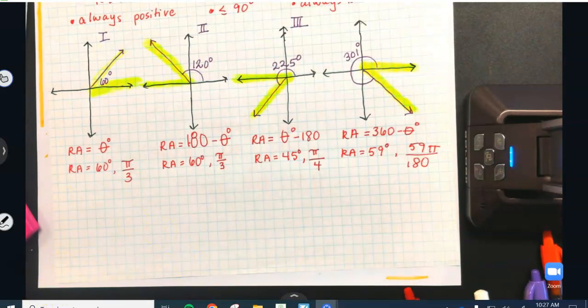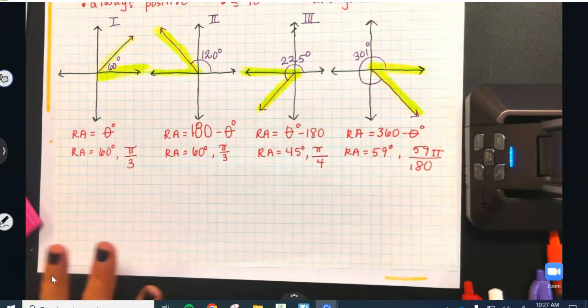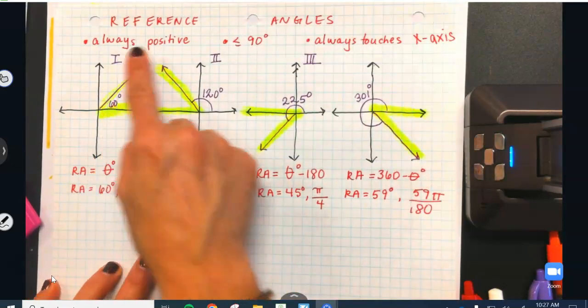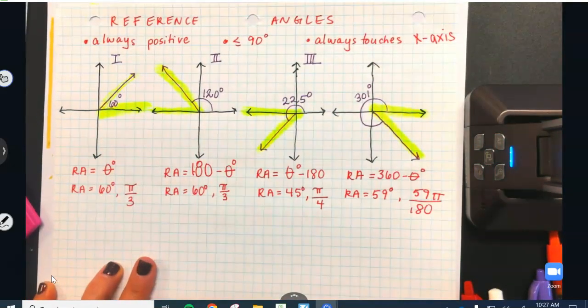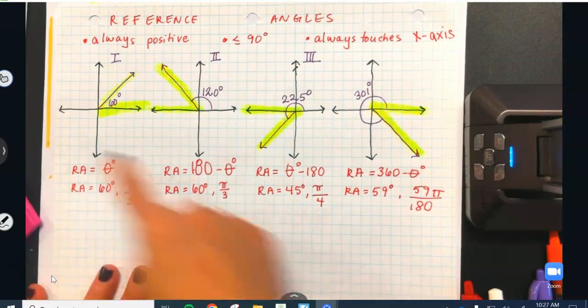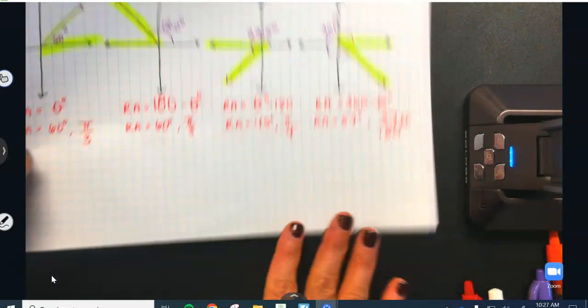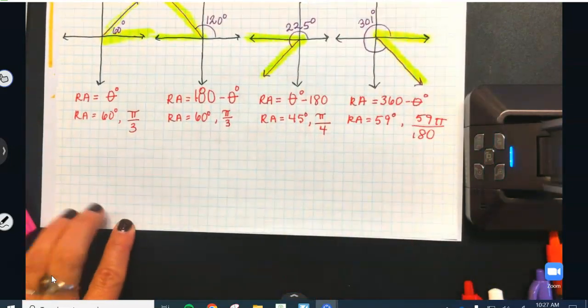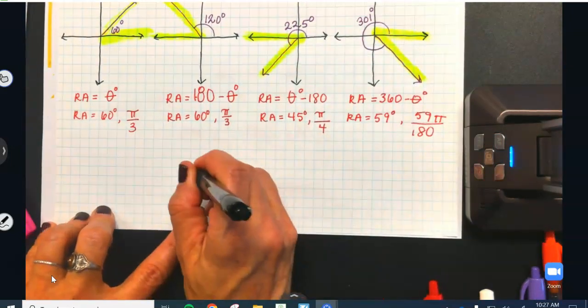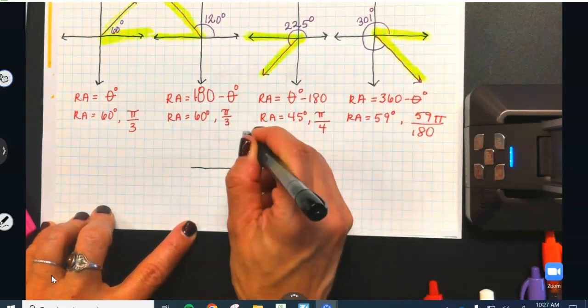And that is reference angles. That's how you find your reference angles. Please remember they're always positive, less than or equal to 90 degrees, and always touch the x-axis. However, I drew all of my angles positive. What if I went negative? So look, if I have a negative angle, let's draw one more x and y-axis.